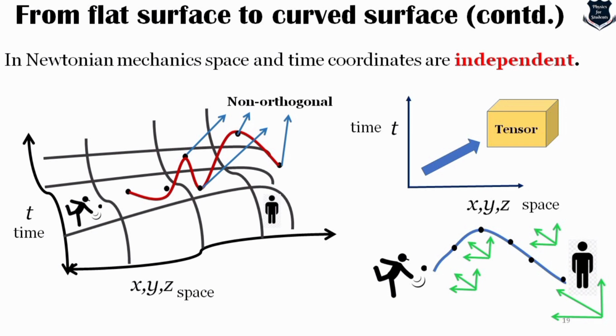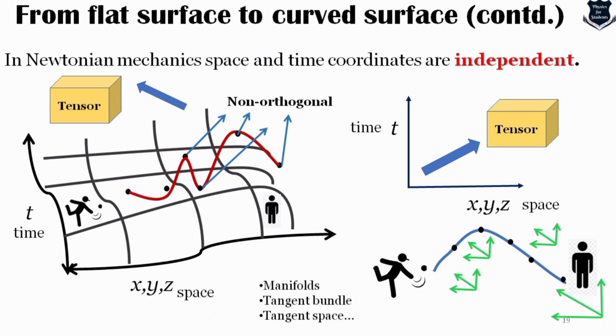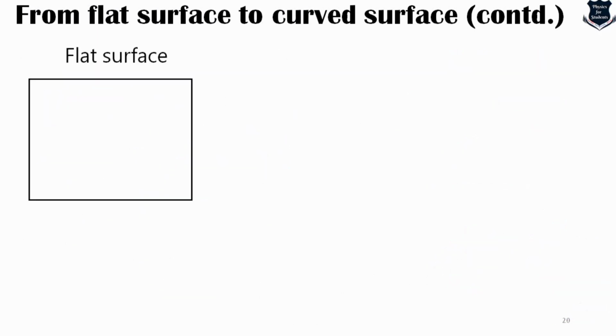So the right-hand side equation actually shows that in a flat space-time, we can form a tensor. And in the non-orthogonal plane, that carries a problem. So here also we can form a tensor. This is why the manifolds and tangent bundle and tangent space, all those new terms and new mathematics come. Anyway, we are not covering that. Come back to that later.